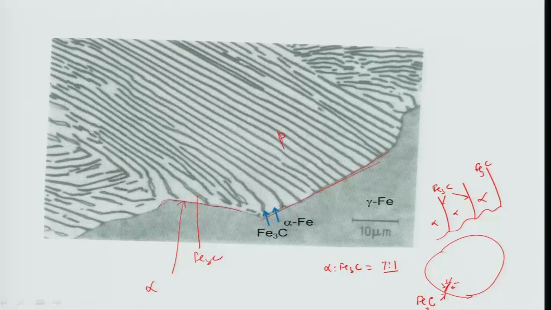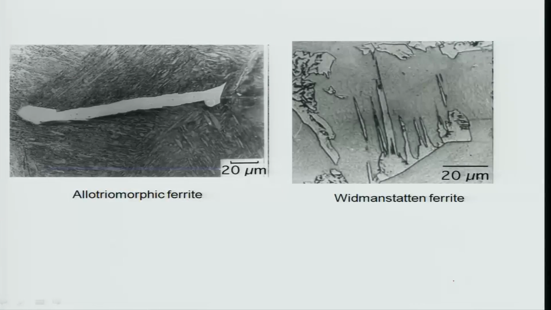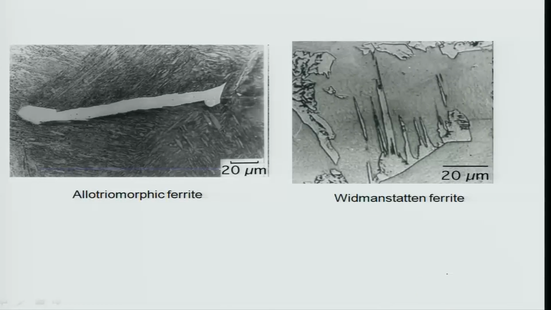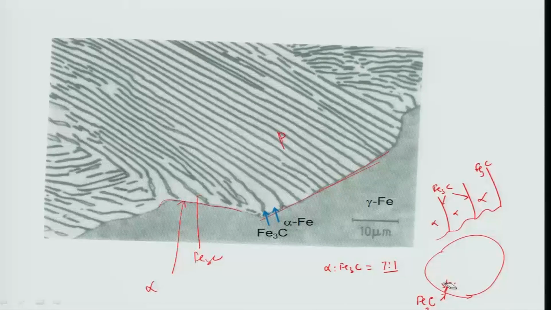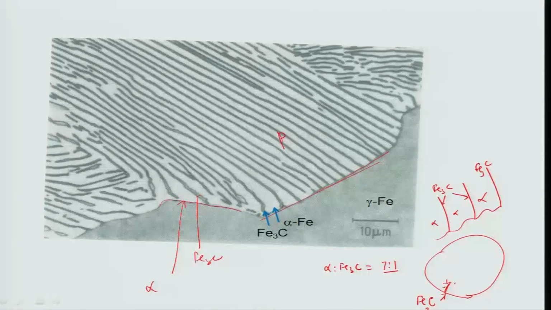Once it has pulled all the carbon from the nearby region which is required for its growth, the nearby regions will be depleted of carbon. Because of that depletion of carbon, the nearby regions will become lean in carbon concentration, and because of that this will lead to nucleation of the alpha phase on both sides.